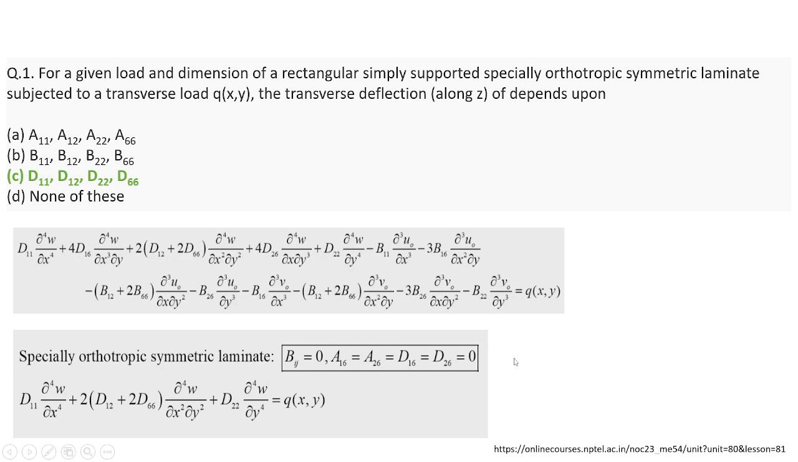So considering these conditions, when we put the values of these coefficients as 0 in the above equation, this is the final equation we get. Now this final equation is for an orthotropic symmetric laminate. So here you can see the coefficients on which this equation depends are D11, D12, D66 and D22. So the answer of this question will be option C, where it depends on these coefficients of the D matrix.